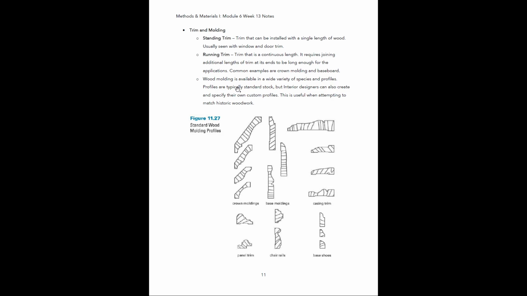All right. Wood molding is available in a wide variety of species and profiles. So when I'm talking about a profile, I'm referring to the cross-section shape of the molding. So if you look down here, this is a bunch of different profiles or shapes of common molding, and these are all pretty much standard shapes that are stock anywhere. So these profiles are usually standard stock. Again, any manufacturer that you're going to go to who makes millwork, they're going to have a catalog of standard profiles you can select from.